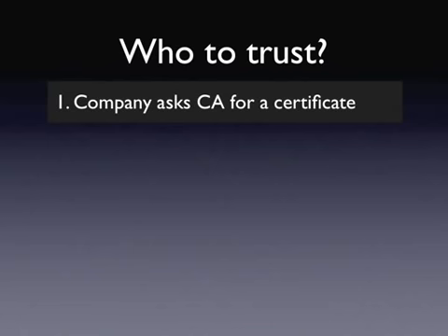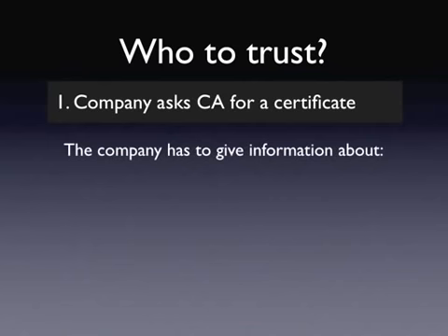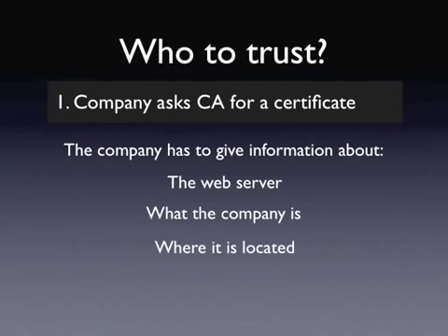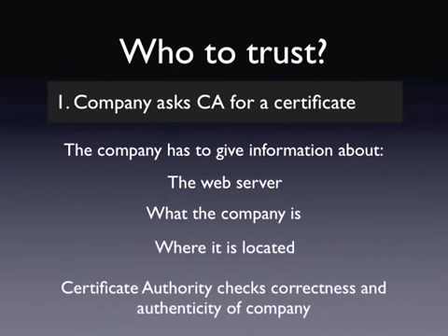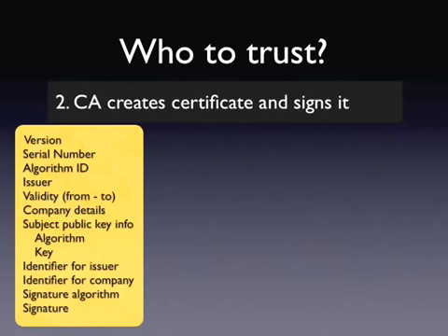Now, first, the company asks the certification authority for a certificate. In order to do this, the company has to give a whole lot of information about the web server that they're running it on, what the company is, where it's located. Now the certification authority checks the correctness of this information and the authenticity of the company by going through public records, receiving letter-headed paper, and generally just checking up. A bit like an application for a passport. Now the next step is the certification authority creates the certificate and signs it.